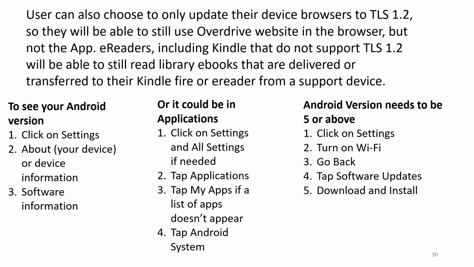To see your Android version, 1. Click on Settings, 2. About your device or device information, 3. Software information. Or it could be in Applications. 1. Click on Settings and all settings if needed. 2. Tap Applications. 3. Tap My Apps if a list of apps doesn't appear. 4. Tap Android System. Android version needs to be 5 or above.